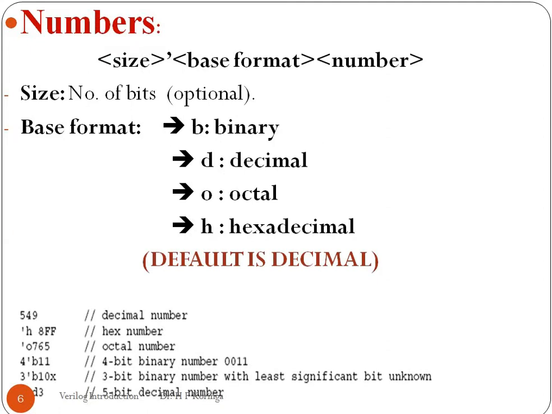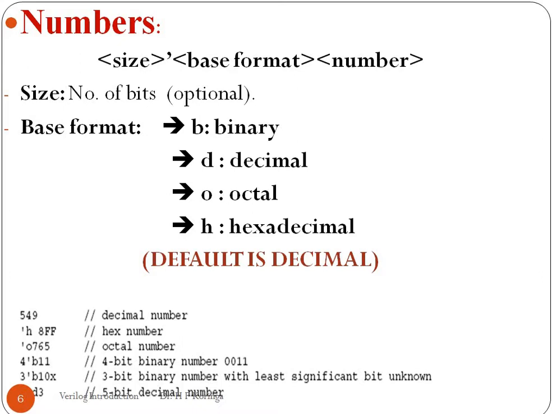Now let's understand the numbering format in Verilog. First is the size: we specify how many binary bits are required to represent the number. Then we specify the base format, the format in which the number is given, and then the actual number. The size is not compulsory, it is optional. If you do not specify the size, it takes the minimum number of binary bits required for that number. If you specify the size, it takes that size.